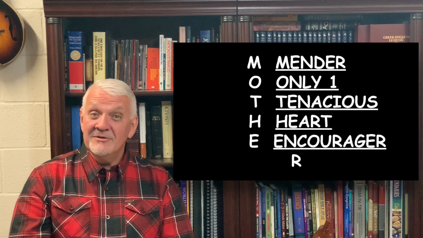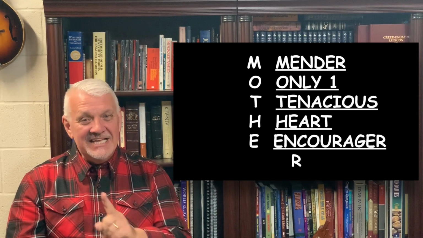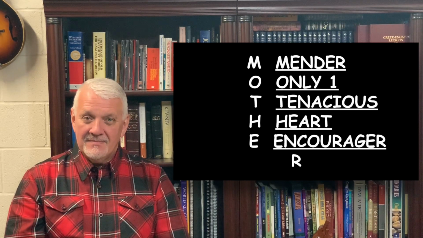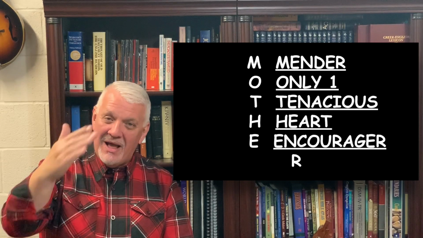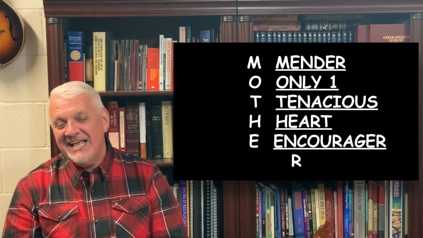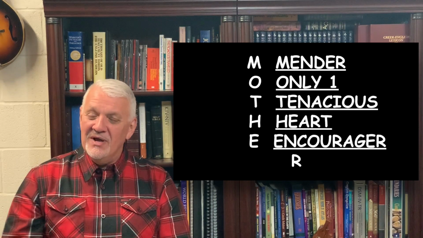The M is mender, the O, only one, T, tenacious, H, heart, but the E is for encourager. The encourager: never quit, never give up. That goes right back into the tenaciousness of a mother. She's an encourager. You can do it. You can do it. You can do it.